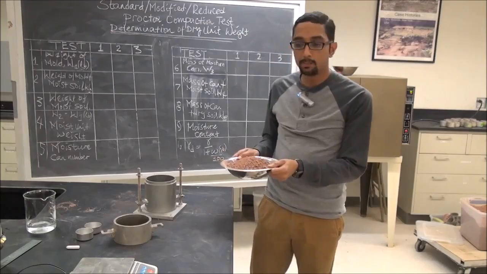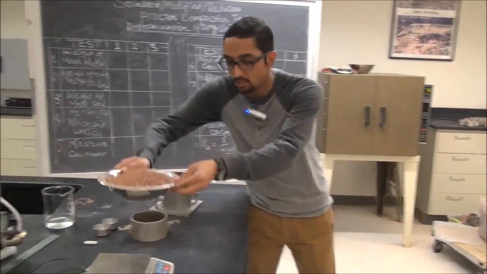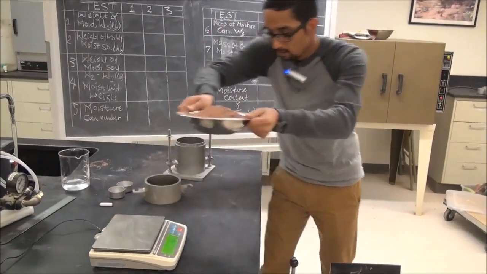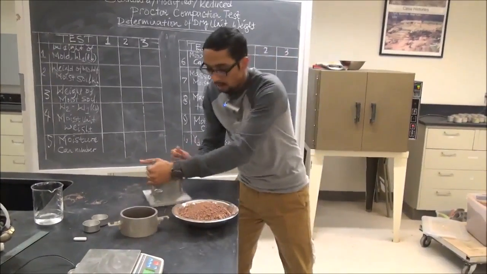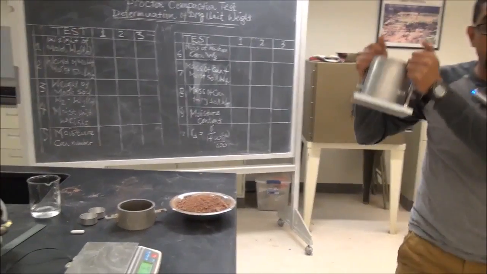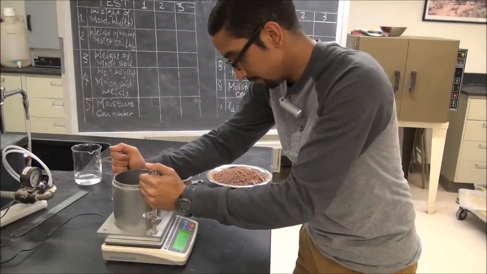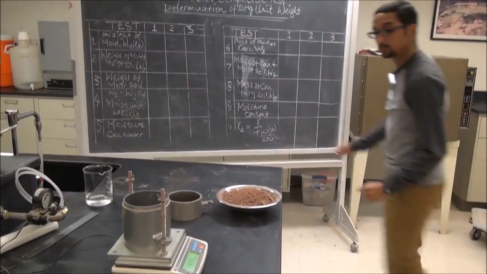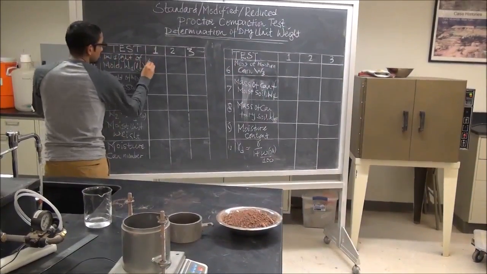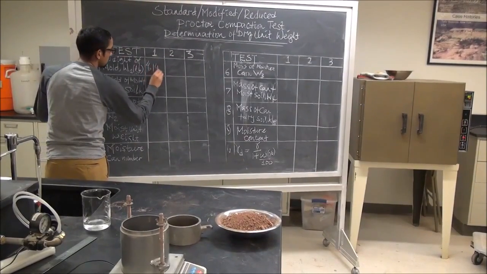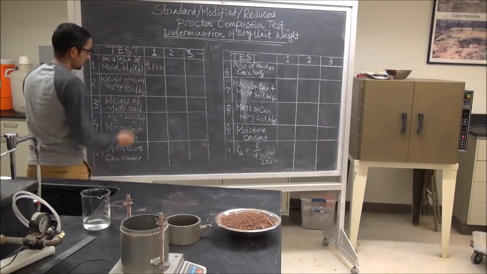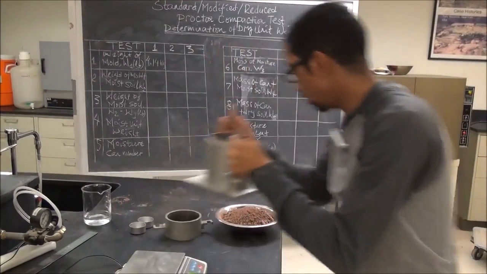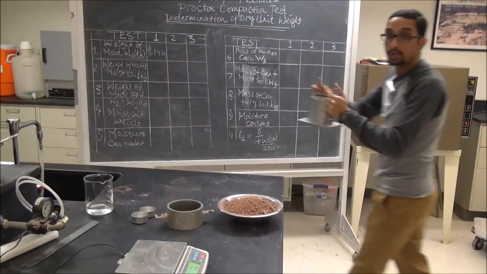Okay, to start the lab, we'll start by measuring about 3 kgs of soil in a bowl, which looks fine. Now, I'll take the weight of the mold with the base, 4.14 kg. The next thing to do is put around 2 to 3 inches of soil in this compaction mold.